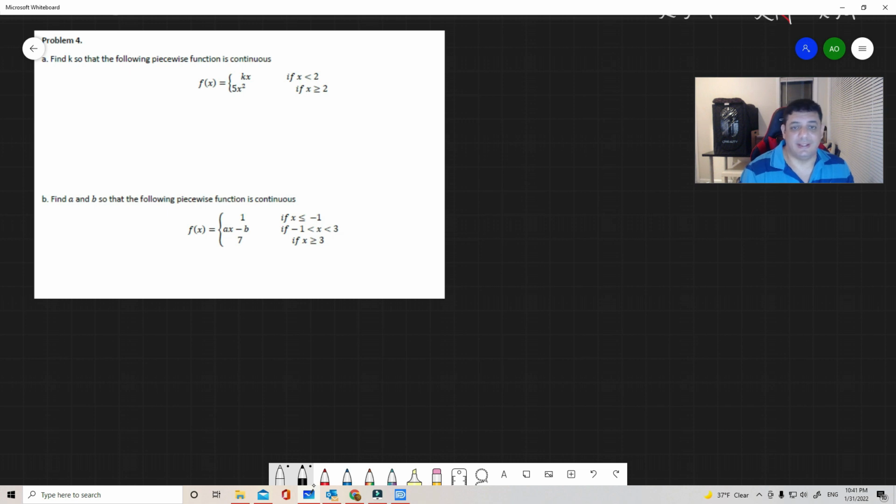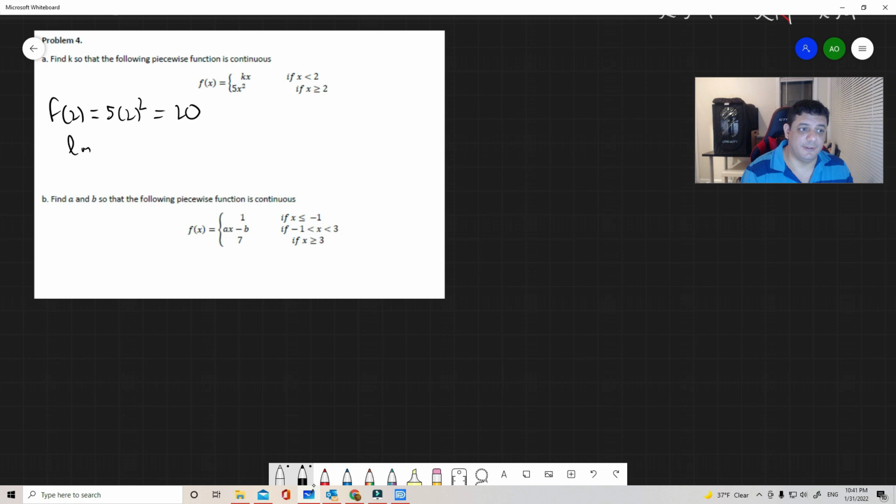So notice that the issue obviously is going to be on the point where they're joining. So what is f of 2? f of 2 has got to be 5 times 2 squared, so it's going to be 5 by 4, which is 20. Okay, so we do have that, and now we want the limits to be the same thing.